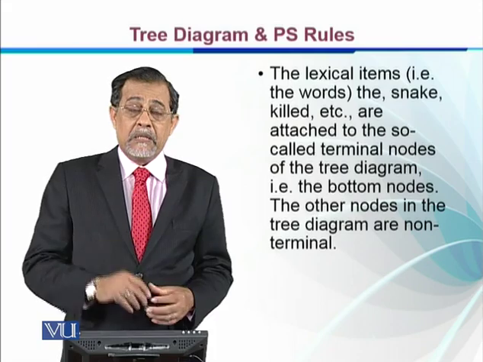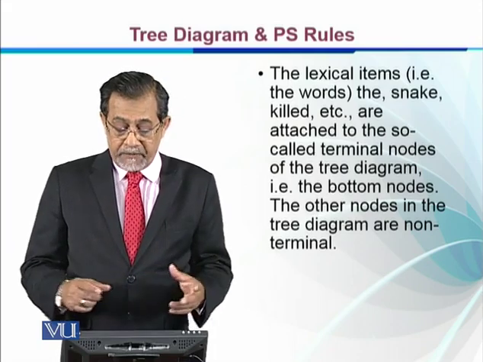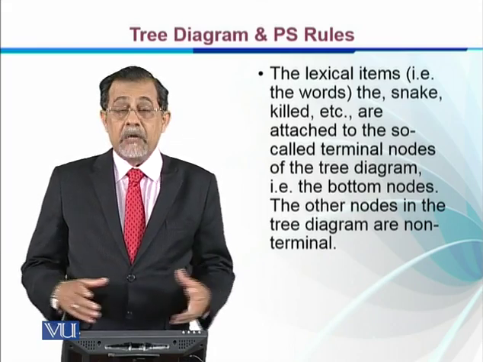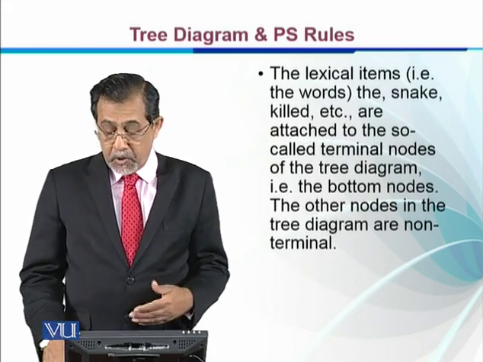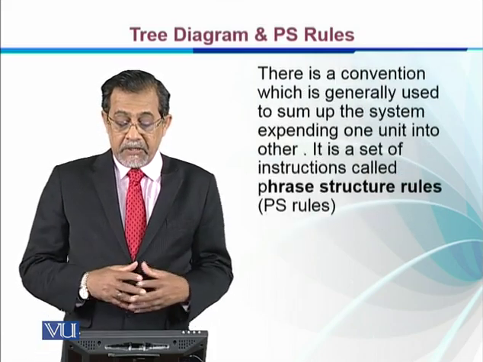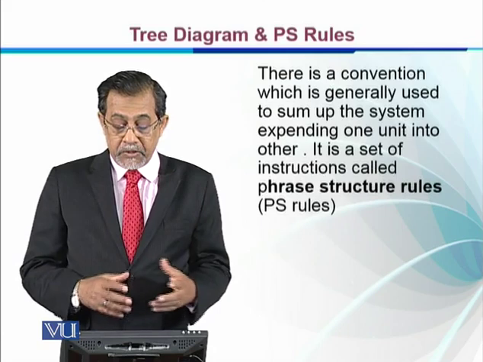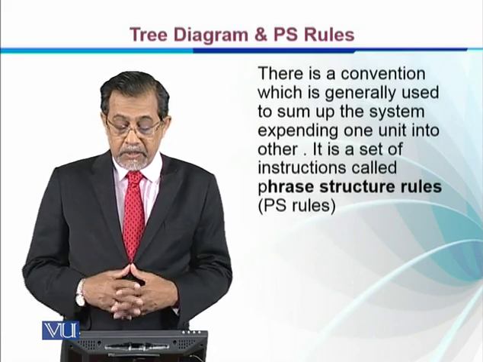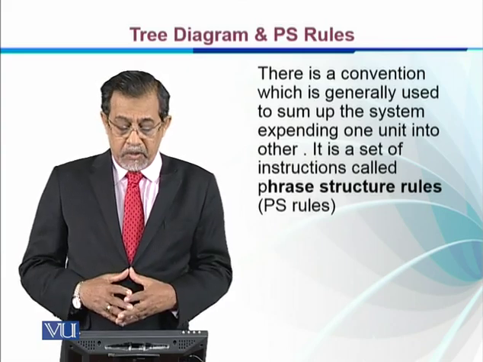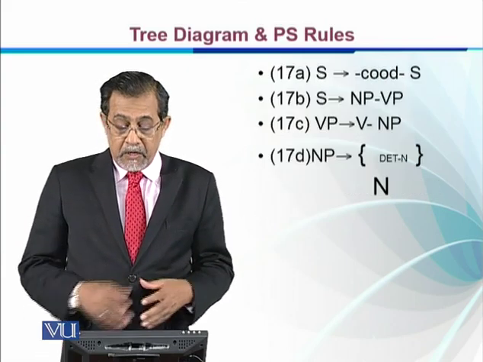The lowest nodes are the terminal nodes of the tree diagram. The other nodes in the tree diagram are non-terminal, the upper nodes like noun phrase, verb phrase, etc. There is a convention which is generally used to sum up the system, expanding one unit into another. It is a set of instructions called phrase structure rules, or PS rules.